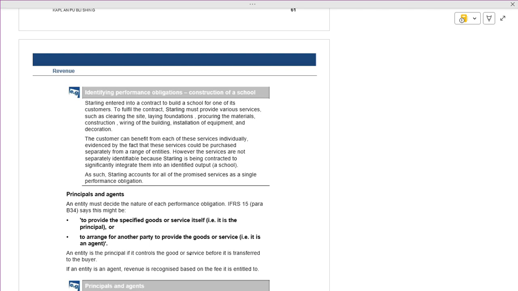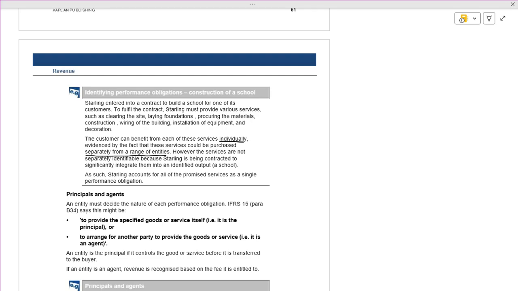Starling entered a contract to build a school for one of its customers. Fine. They fulfill the contract. Starling must provide services such as clearing the site, foundation, procuring the materials, construction, and so on. The customer can benefit from each of these services individually, evidenced by the fact that these services could be purchased separately from a range of entities.